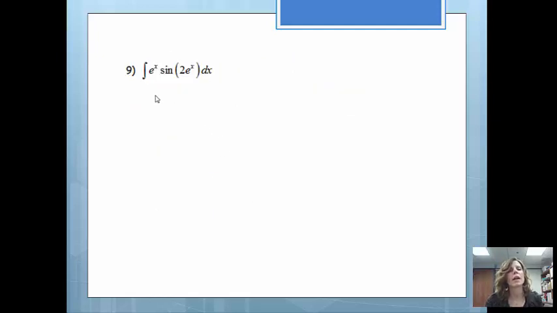All right, let's try another one. Once again, you'll notice that I have two e's in my problem. So I'm not going to let u be an exponent. I'm going to let it be a bigger chunk. The bigger chunk that I'm going to let it be, I notice that I do have something in parentheses, so that's exactly what I'm going to let my u be. We're going to let u equal 2e to the x, and then just see what happens.